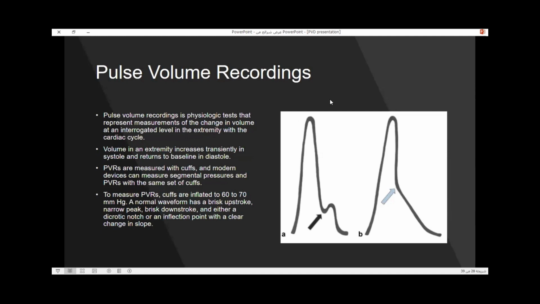So the idea of the PVR is physiological information. It can be measured as changes in volume at the level of the extremity with the cardiac cycle. PVR, as mentioned, is usually done with cuffs. And now there are modern devices that can measure both in the same site. When we apply all of those cuffs, it will give us the reading of ABI and PVR in the same session.